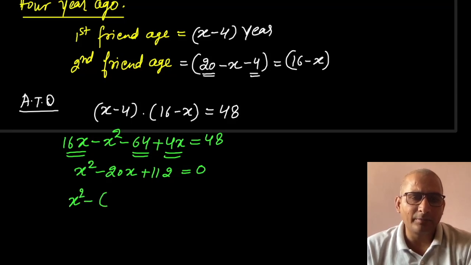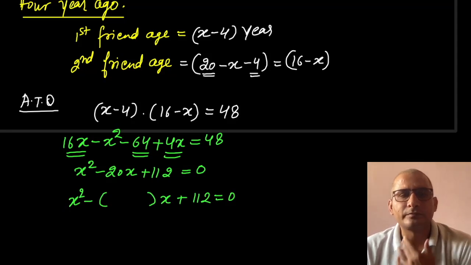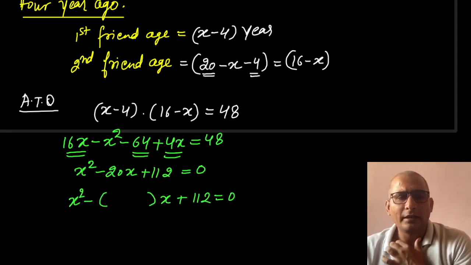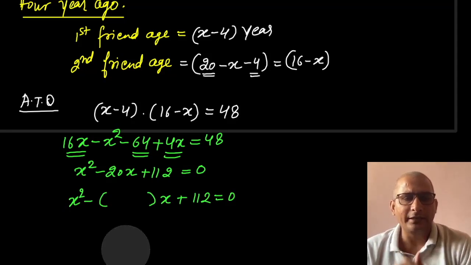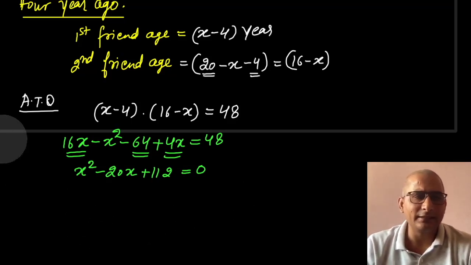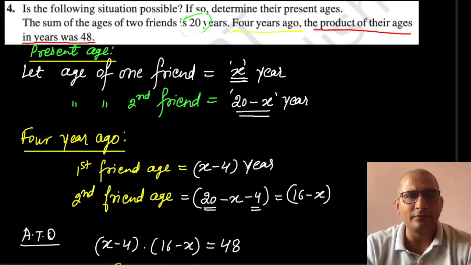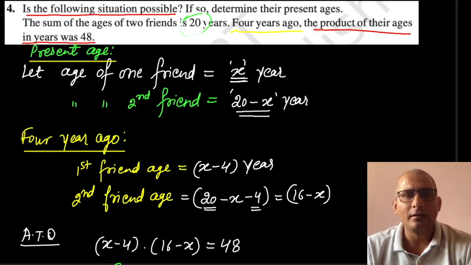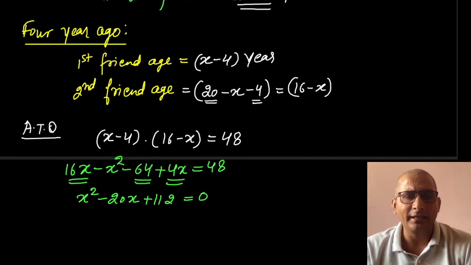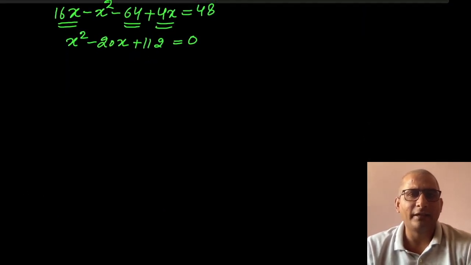Now let us solve it by the splitting the middle term method. एक्स स्क्वायर, यहाँ पे ब्रैकेट बनाया, x प्लस 112 इज इक्वल टू 0. ओके, सो बिफोर सोल्विंग इट, चेक भी कर लेते हैं is this condition possible or not. So in the question they ask, is the following situation possible? If so, determine their present ages. अगर फॉलोइंग कंडीशन पॉसिबल है तब आप उसकी प्रेजेंट एजेस फाइंड करें.